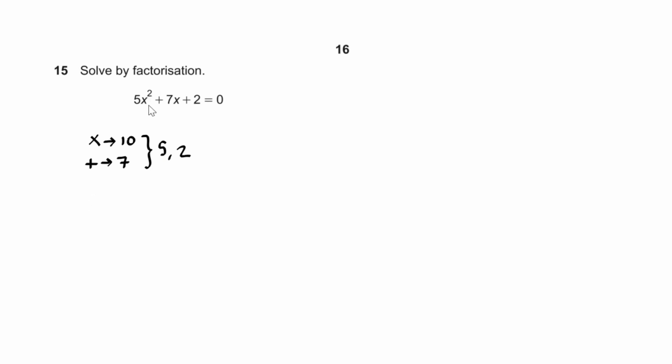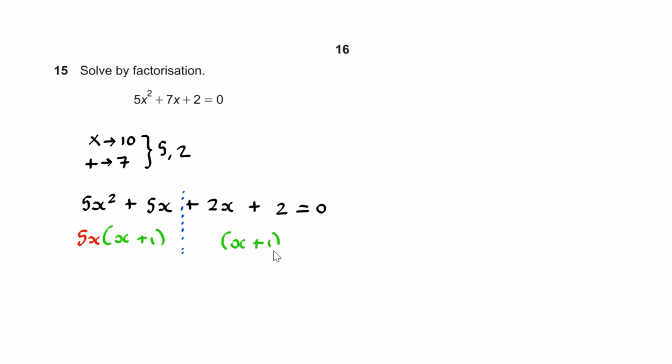So we can rewrite the 7x in terms of what we've found here. In other words, we have 5x squared plus 5x plus 2x plus 2 equals 0. And of course the 5x plus the 2x gives us the 7x. If we split this into two parts and factorize this first bit, you can see we've got 5x on the outside, and inside we'd have an x plus 1. We want an x plus 1 here, and you'd find x plus 1 lots of positive 2 gives 2x plus 2, and this is equal to 0.